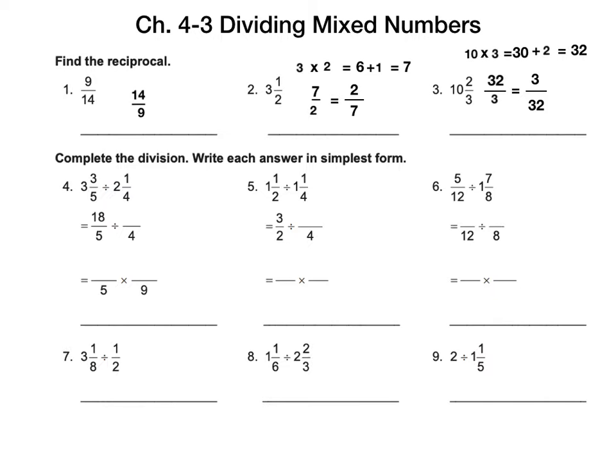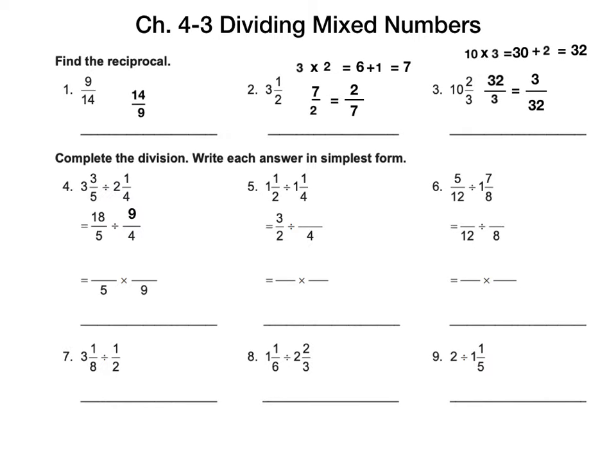So for number 4, we have 3 3/5 divided by 2 1/4. They changed 3 3/5 to an improper fraction for us. 3 times 5 is 15. 15 plus 3 is 18, and the denominator is 5. That's how they got 18/5. Now, to get 2 1/4 into an improper fraction, we do our whole number 2 multiplied by our denominator 4, which is 8, plus our numerator, which would be 9. So our improper fraction is 9/4.